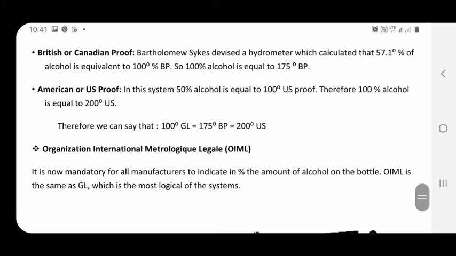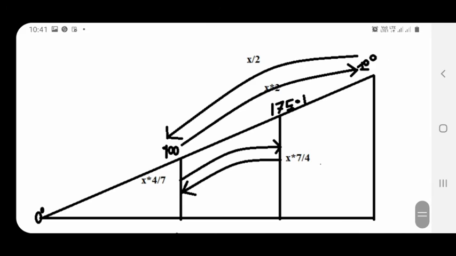And one more is the Organisation Internationale de Métrologie Légale, OIML. It is now mandatory for all manufacturers to indicate the percentage of alcohol on the bottle. OIML is the same as Gay-Lussac, which is the most logical of the systems. Okay.